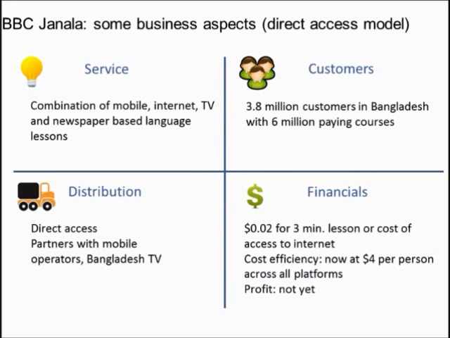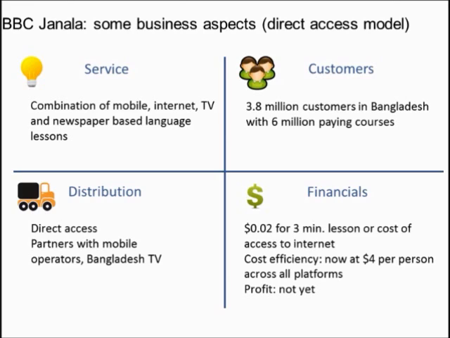I zoom in now on the BBC Janala case, where you can learn British English for the cost of a cup of Bangladesh tea. So the service they offer is actually a combination of mobile, internet, TV, and newspaper-based language lessons. So they really combine several platforms. They have 3.8 million customers in Bangladesh with 6 million paying courses, and they're actually expanding into other countries as well. The distribution is mostly direct access, and they partner with mobile operators.